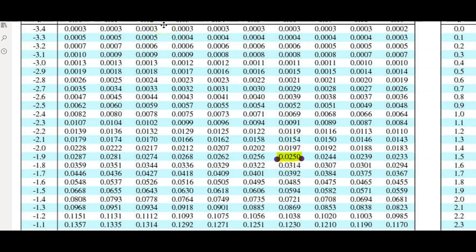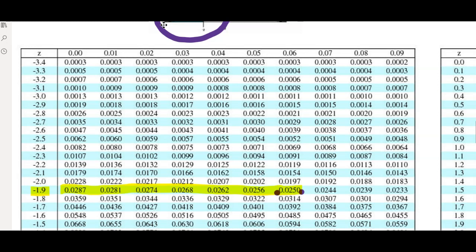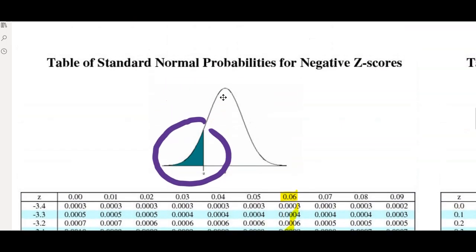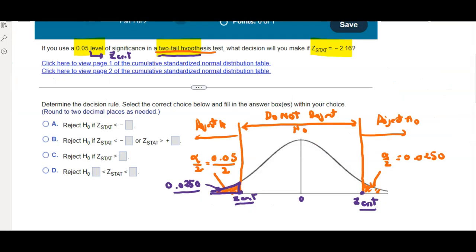Once we extend and read it on the sides, we can see negative 1.9, and if I go all the way up, this is going to be 6. So the value is minus 1.96, and you see it on the left side. Going back to our problem, the critical value is going to be minus 1.96, and because it is symmetrical to the other side, it is going to be 1.96.